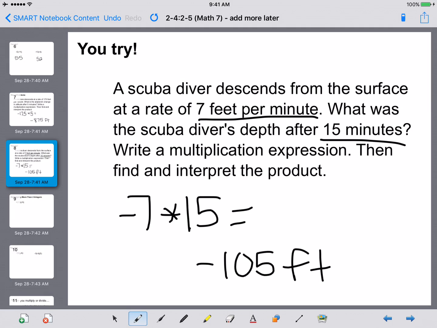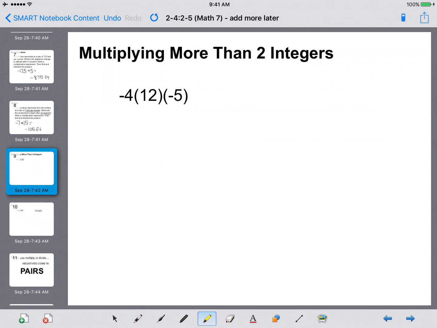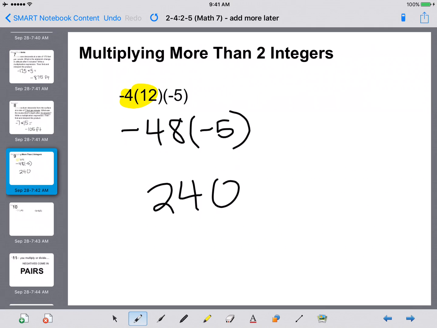So now multiplying more than two integers. We're going to break it down just like we did before. So we're just going to take our front two, -4 times +12. A negative times a positive is a negative because our answer doesn't have a pair yet. 4 times 12 is 48. Then we bring down our -5. -48 times -5, there's a pair. So our answer will be positive, and 48 times 5 is 240.